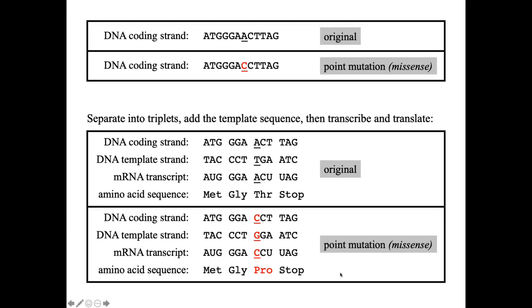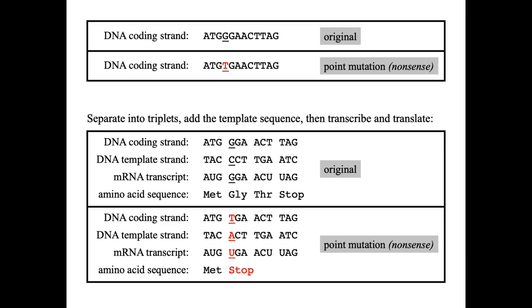Our final substitution point mutation is the nonsense mutation. A small change from a G to a T leads to a premature stop codon. The effects of nonsense mutations are generally considered to be more detrimental to a cell than those of the missense mutation. Premature stop codons result in truncated proteins that are often non-functional.